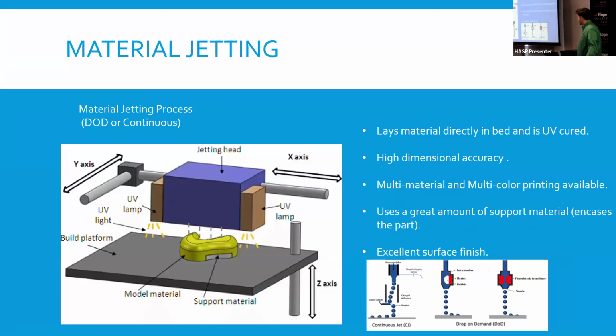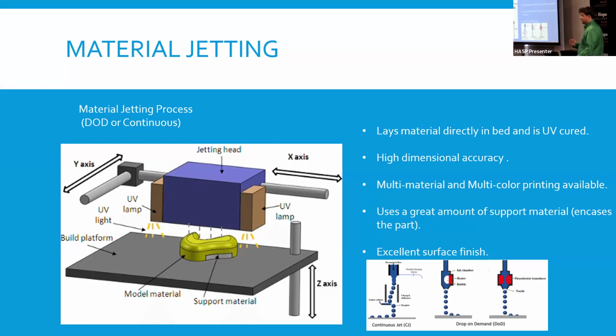Moving forward off binder jetting, we have a completely different process, which is material jetting. So material jetting itself can be either DOD or continuous. You're essentially dropping resin this time though, instead of your binder. So a photopolymer resin. So what this is going to do is it's going to lay the material directly in the bed as it's UV cured. So it layers layer by layer, lays it down, UV cures it, lays it down, UV cures it.